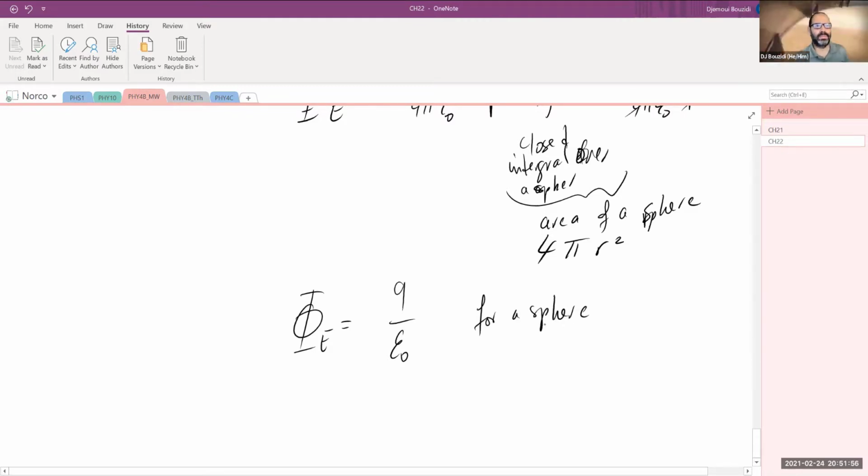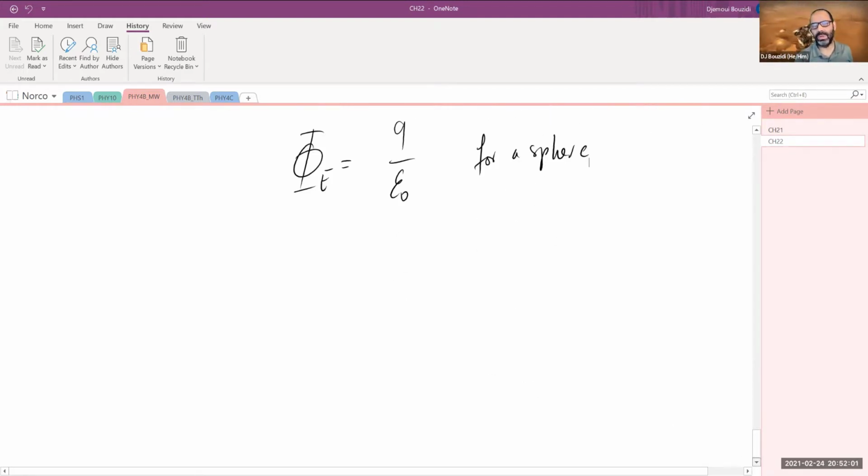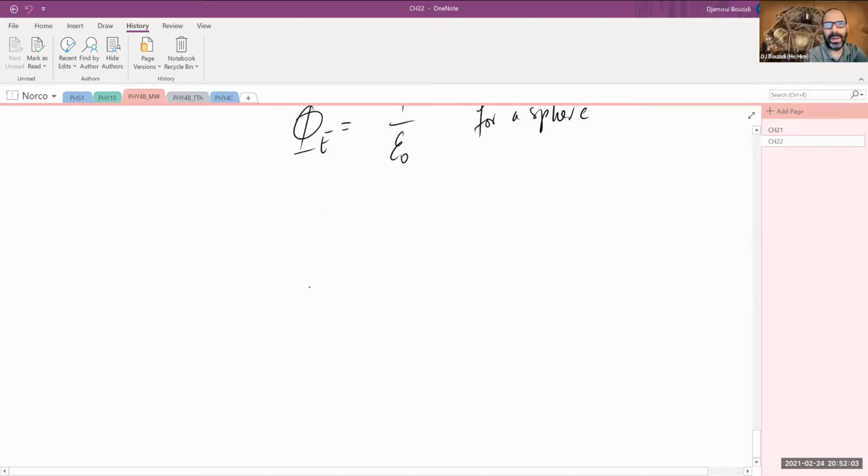Now, what if it's not a sphere? Let's see what the flux is. Okay. I'm going to make a simple argument for it. Okay. So let's go back into the original thing and have still a q. But now the field lines are in here.